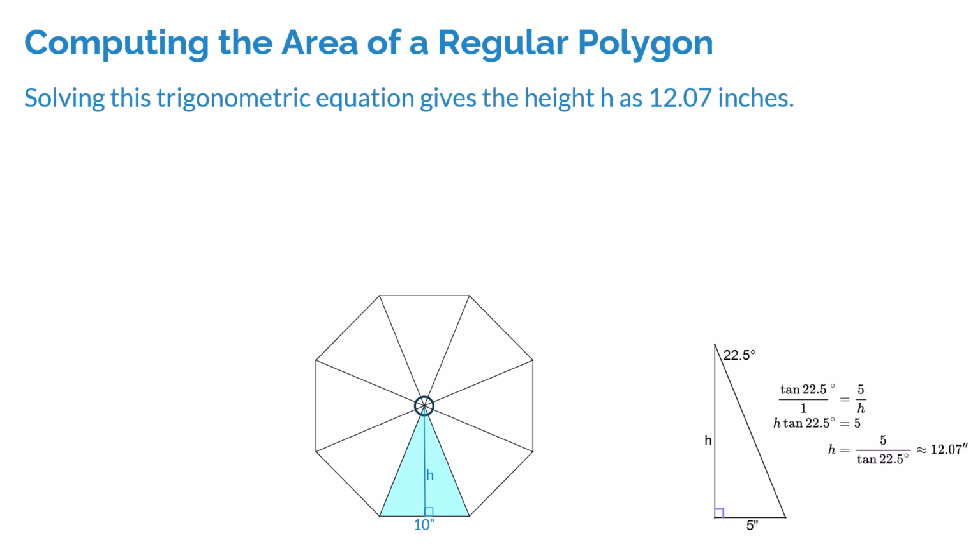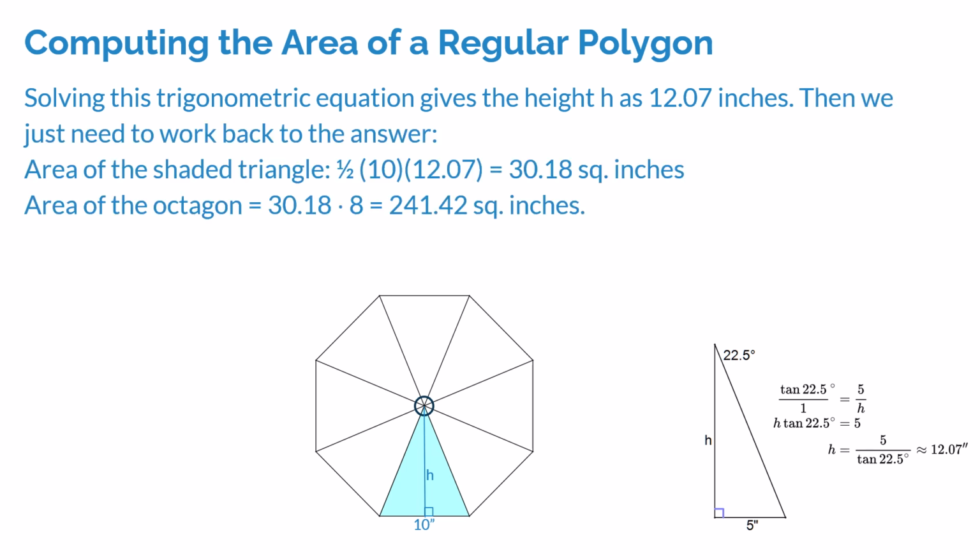So if we set this up, we have tangent of 22.5 degrees is the opposite, 5, divided by the adjacent, h. We cross multiply and then solve for h, and we get the height is around 12.07 inches.